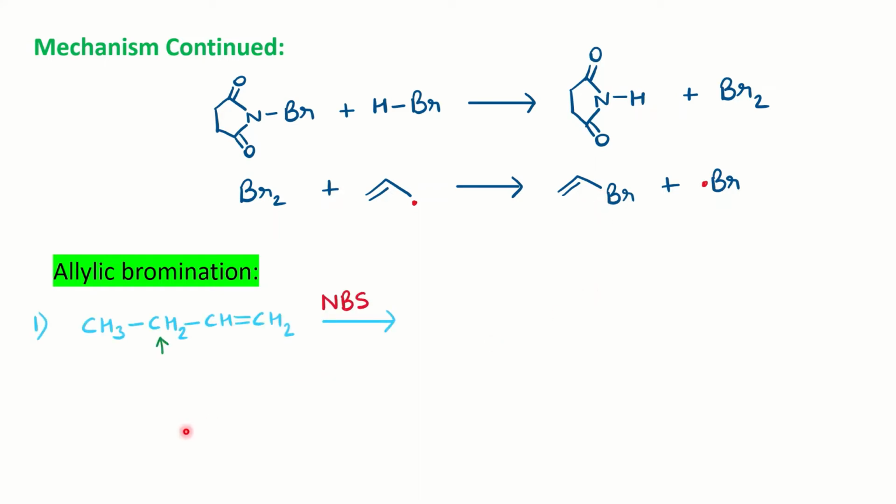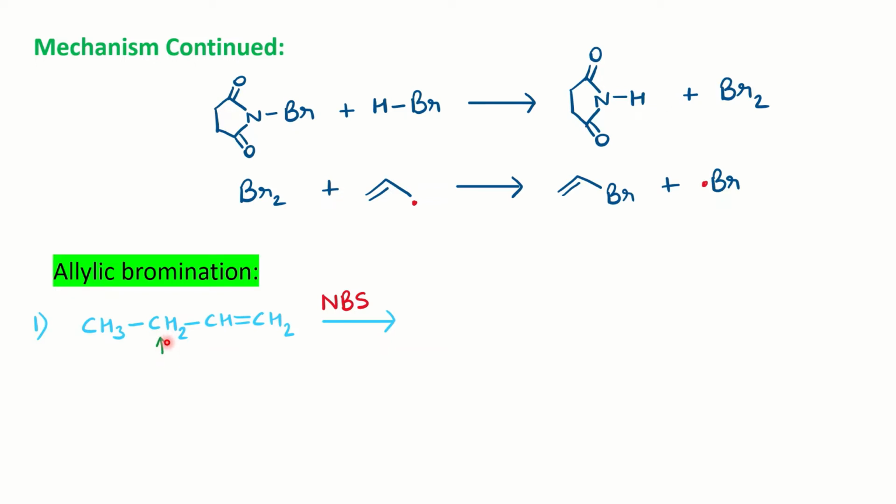We'll see the next example here. If you consider this particular example, you can notice with respect to this double bond, you have this alpha carbon, or you can say this is the allylic carbon. And we know the role of NBS, it does the bromination on the alpha or allylic carbon. So in the product, we should have a bromine here.